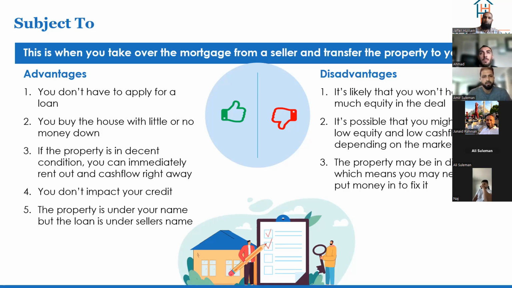Okay. Some of the advantages, we'll go real quick. You don't have to apply for a loan. So let's say, for example, your credit is bad. This is a way for you to purchase a property without applying for a loan. You buy the house with little or no money down. If the property is in decent condition, you can rent it out and make money. You don't impact your credit, and the property is under your name, so you own a property, right?